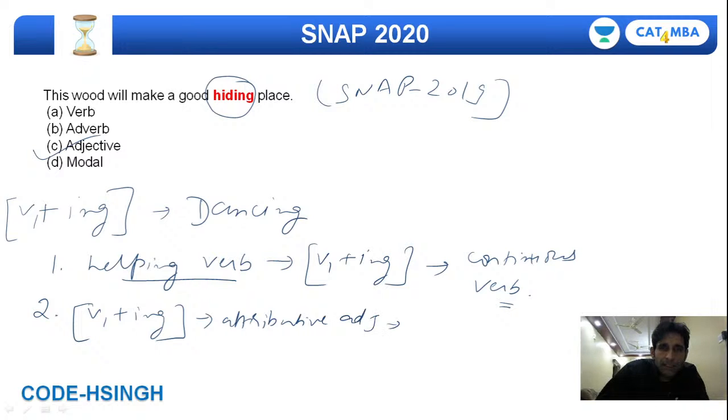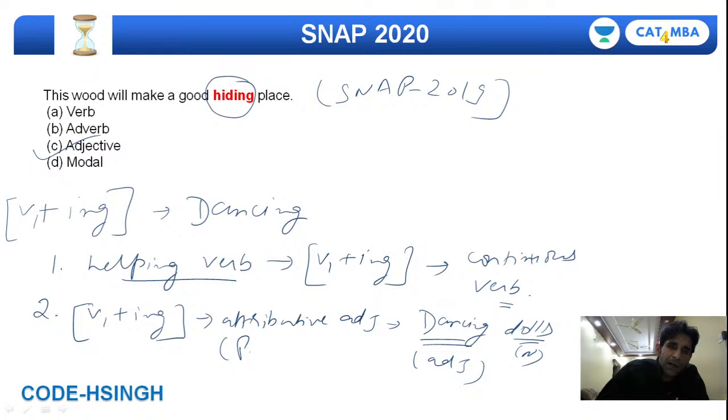Okay, for example, if I say dancing dolls, now you can see that dancing is written before the dolls, and dolls itself is a noun. So dancing in this case is called an adjective, and grammatically speaking, it is basically a present participle. When the ing form acts as an adjective, we call it a present participle. So this is the present participle adjective form, right?